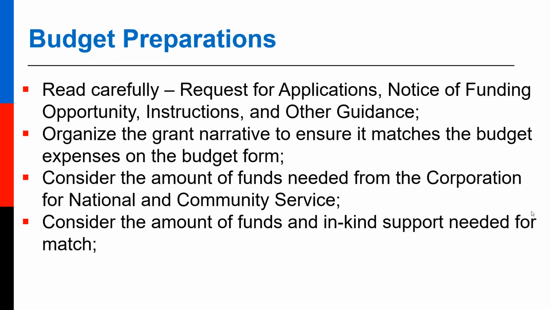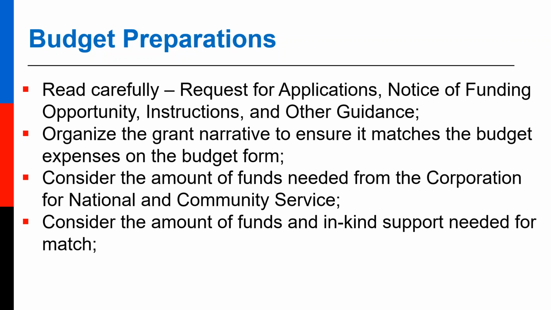So along with estimating the resources you'll need to make this program successful, you also must read carefully the request for applications, the notice of funding opportunity, the application instructions, and other guidance provided by the Corporation for National and Community Service and your state commission. You have to organize the grant narrative to ensure it matches with the budget expenses on the budget form. The last couple of years, there has been no specific written narrative for the budget section, so it's really important that you have a very strong budget.